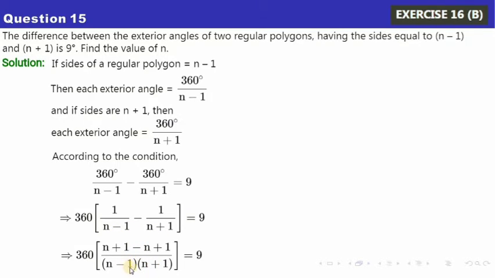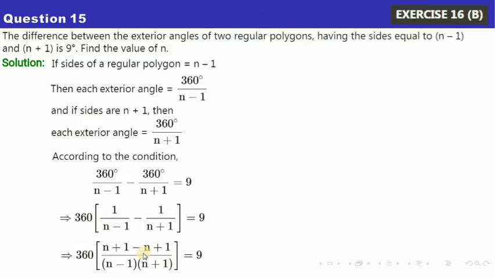So divide this LCM by n-1. You see that n-1 and n-1 get cancelled. So you have only n plus 1 left, right? So n plus 1 into 1 gives you n plus 1. The sign is minus here. Now again divide this LCM by n plus 1. n plus 1 and n plus 1 get cancelled. So you have n minus 1 into 1, which is n minus 1. But because of this minus, this becomes minus n, and minus into minus becomes plus here.